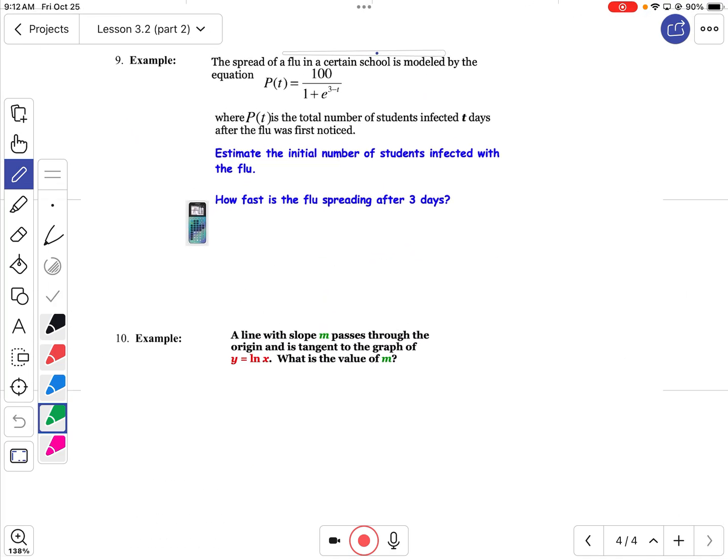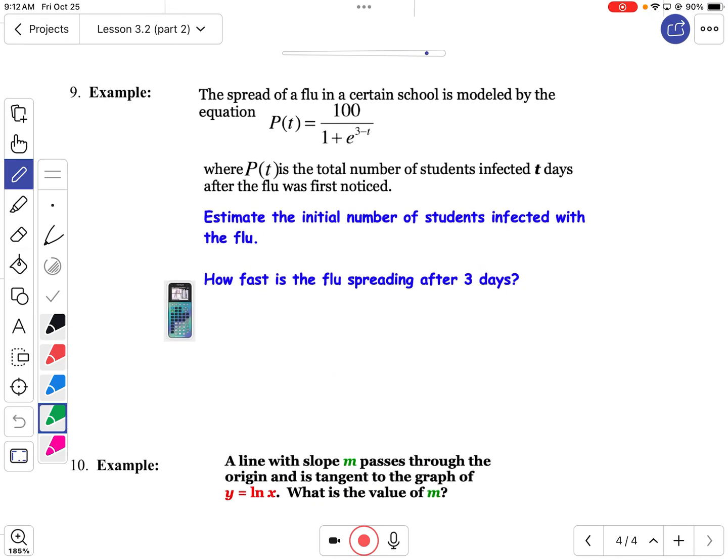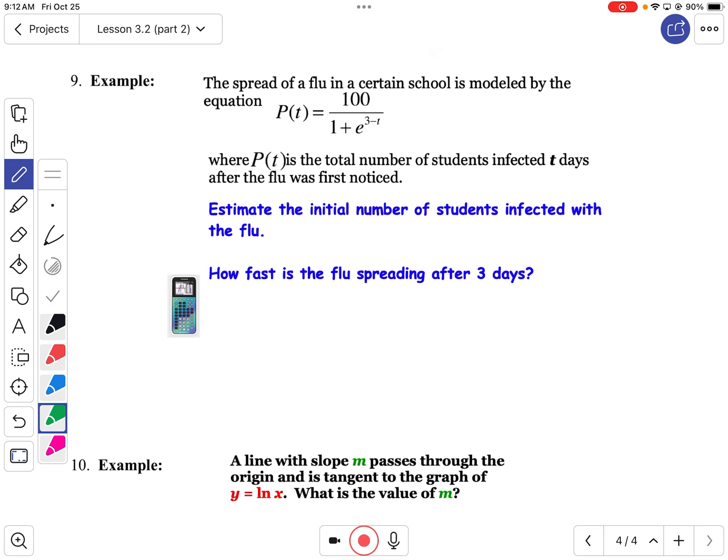All right, let's look at this one. Okay. So the spread of a flu in a certain school is modeled by this equation. P of t equals 100 over 1 plus e to the 3 minus t, where P of t is the total number of students infected t days after the flu was first noticed. Estimate the initial number of students infected with the flu. Okay. What does that mean? How many people have flu at t equals 0?